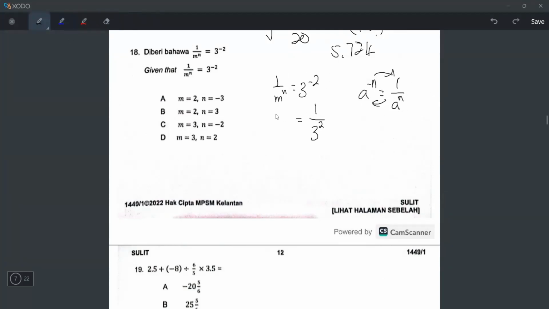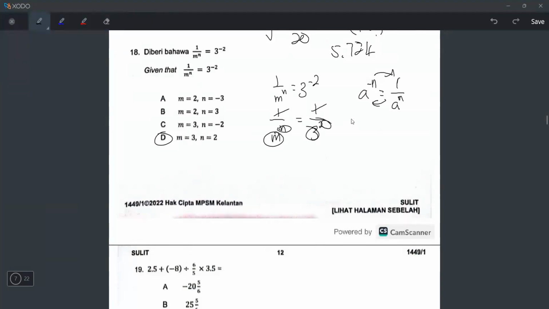So now I already taught you here, so now we can do it like this, m^n. Now we can compare one by one. So m is 3, n is 2. So the answer is D. Maybe some of you chose C. I don't know, I'm just guessing. But this is the correct way.